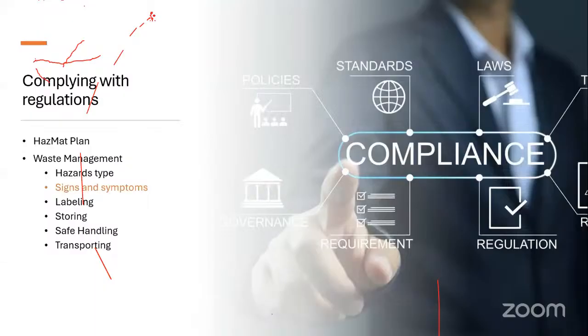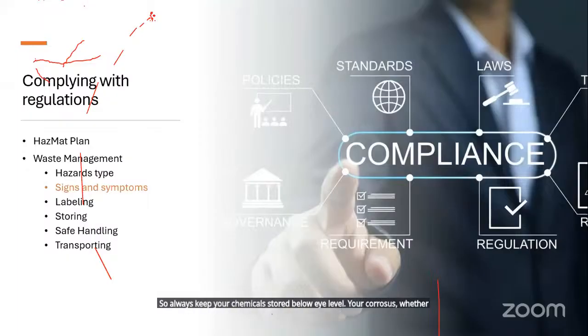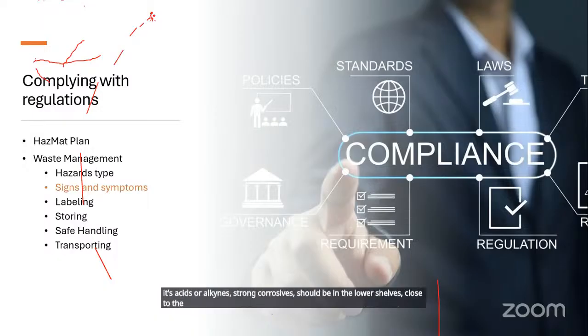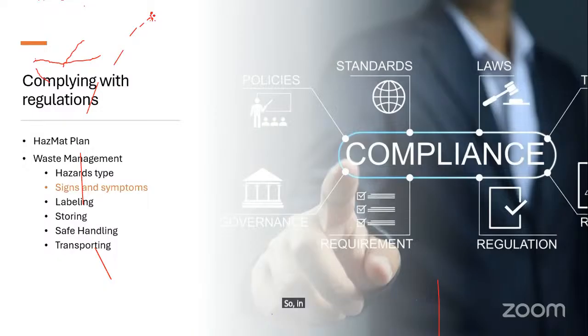On the shelf, you have to store chemicals on the shelf. Then you should never store any chemicals above eye level, just in case it spills, try to reach out so it doesn't come in your eyes. So always keep your chemicals stored below eye level. Your corrosives, whether it's acids or alkaline, strong corrosives, should be in the lower shelves, close to the floor. So in case it drops or it falls, it will not break.